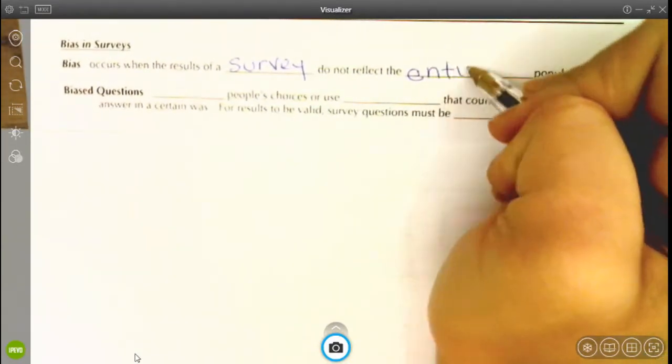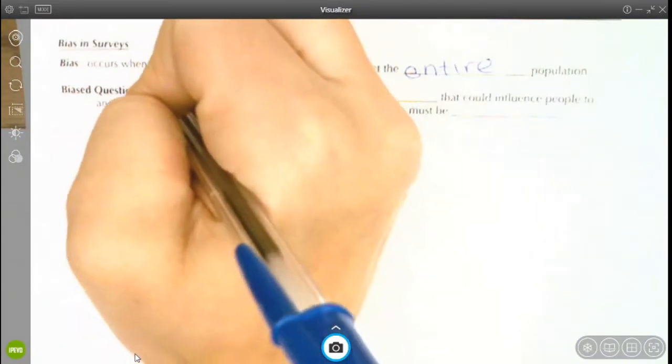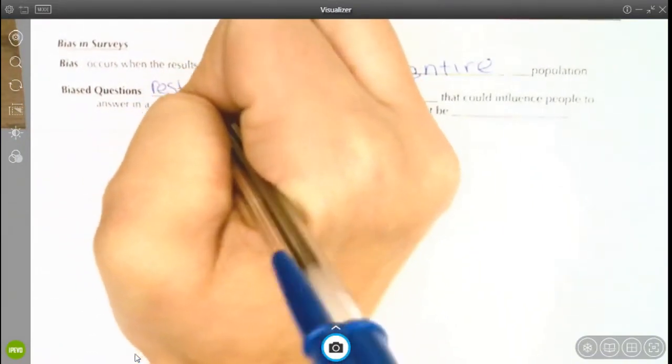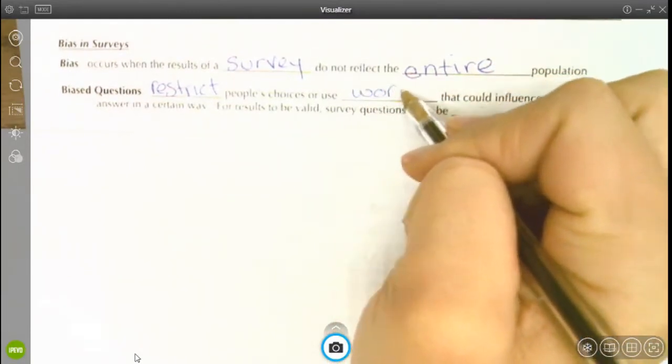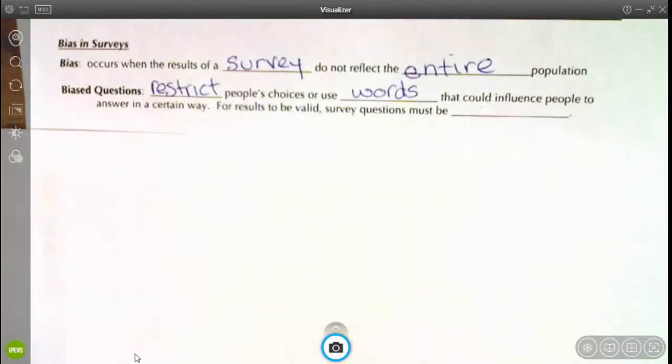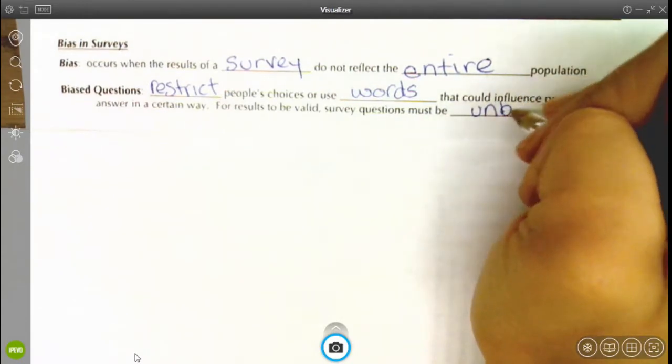Whoops. And there's a variety of different ways that that can happen. We're going to talk about that in a second. So you could have biased questions that restrict people's choices or use words that might influence their response. So it might influence them to answer in a certain way. For results to be valid, a survey must be unbiased.